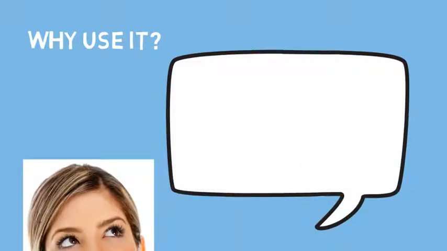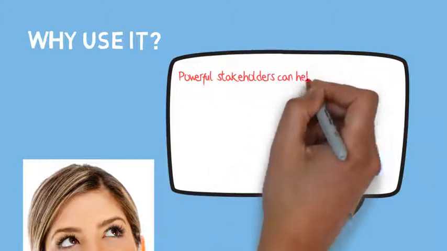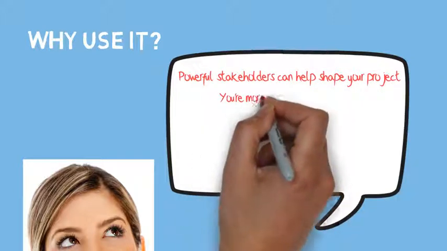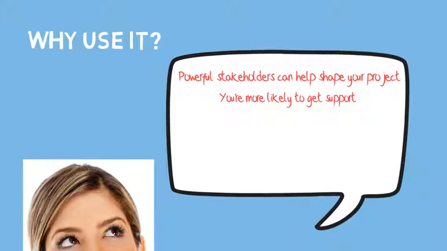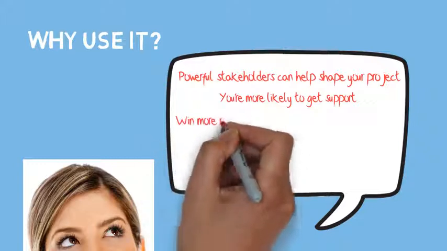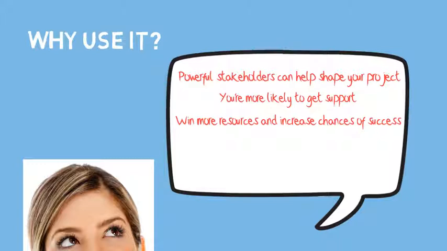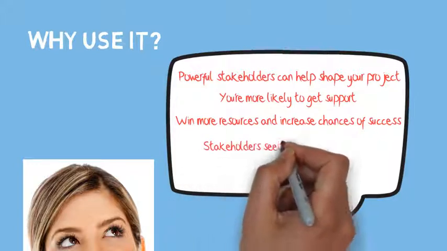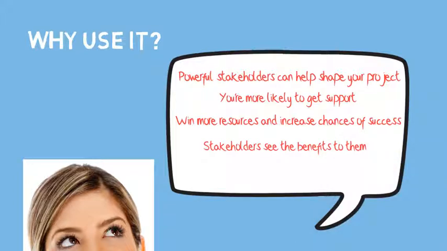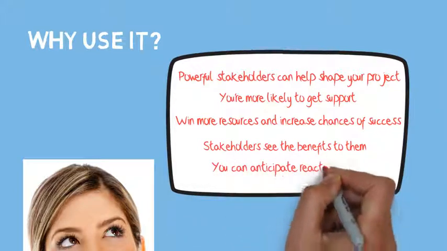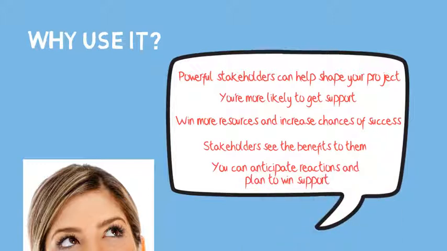So why use a stakeholder-based approach? Well, you can use the opinions of the most powerful stakeholders to shape your project early on. This makes it more likely they'll support you, and their input may also improve the quality of your project. Gaining support from powerful stakeholders can help you win more resources and again increase the likelihood of a successful project. By engaging with stakeholders early and often, you can ensure they fully understand what you're doing and the benefits to them. This means they can provide support where and when necessary. And finally, you can anticipate what the reactions to your project may be and structure your plan to win support.